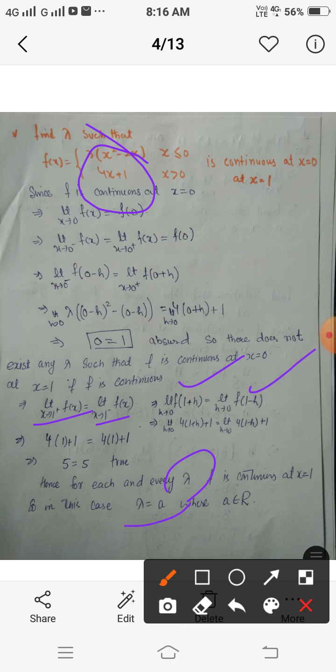Hence lambda equals a, where a is real, is the required value of lambda when this function is continuous at x equals 1. So this means that there are infinitely many values of lambda at which this function is continuous at x equals 1, but no value exists for the function to be continuous at x equals 0.